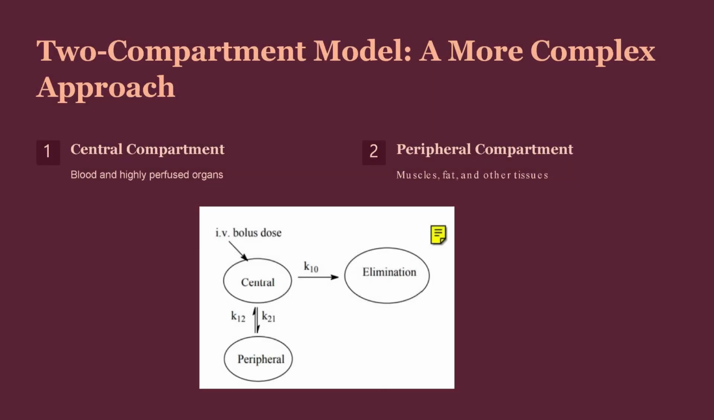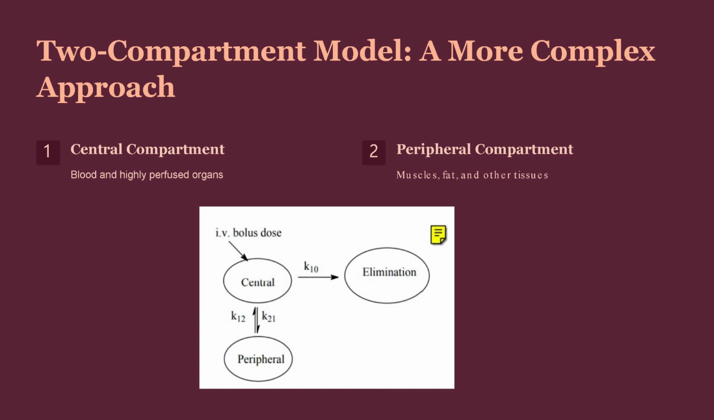Two-compartment model, a more complex approach. In this model, the body is divided into 1. Central compartment. This includes blood and highly perfused organs like the heart, liver, lungs, and kidneys. These organs receive a high blood flow, resulting in rapid drug equilibration. In the image, the central compartment is depicted with a strong connection to the site of administration, showing how drugs are distributed quickly to these areas.